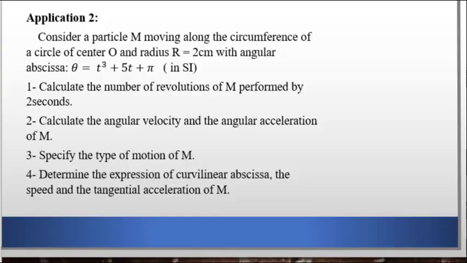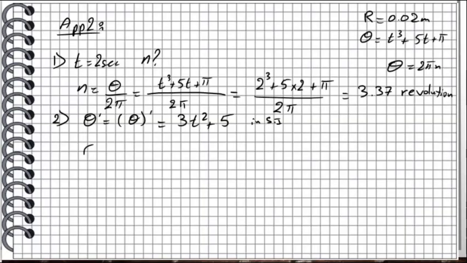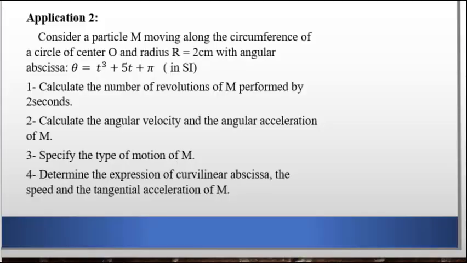And he asked me to calculate the angular acceleration, theta double prime. Simply, theta double prime is the derivative of theta prime. I have to apply a derivative again. Derivative of t squared is 2t, multiplied by 3 will be 6t, and the derivative of 5 is 0, in SI. Here note that theta double prime is positive but not constant. Let's go to part 3.